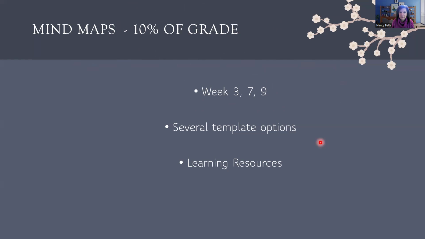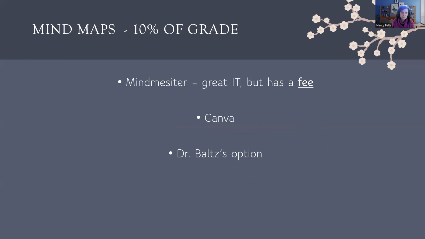So on the assignment learning resources and media resources, we have a lot of different template options. Be sure and look at the learning resources. What I have seen is that a lot of students like using this Mind Mister. It is a great IT tool, and it looks like you can just enter the information. It kind of puts it into a category of pathophysiology. You enter a bunch of stuff, and it just kind of makes a nice little mind map. But unfortunately, it has a fee.